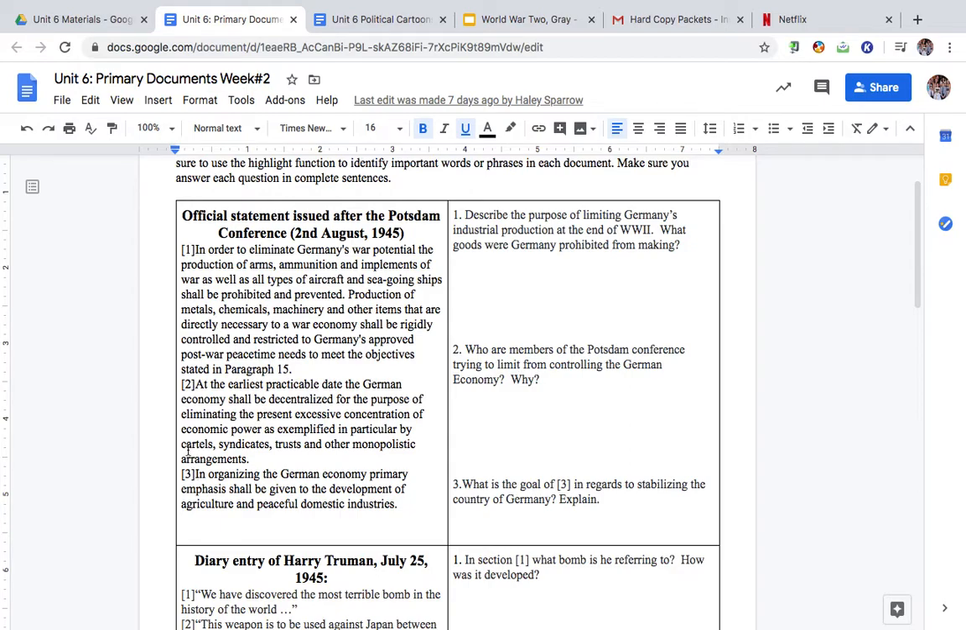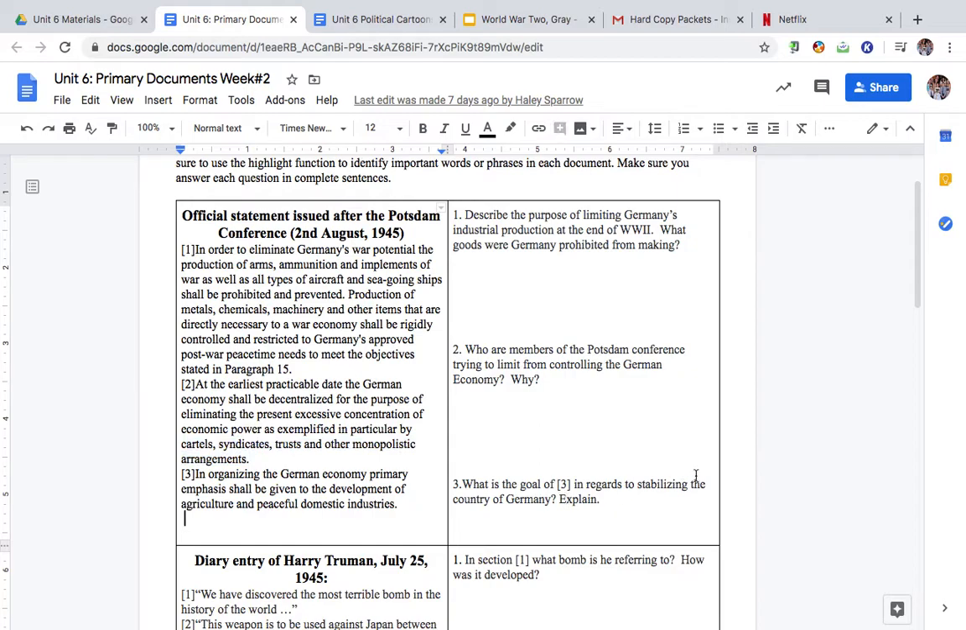Okay, guys, I'm going to point out this part right here. But if you just put cartels, syndicates, trusts, and other monopolistic arrangements, that's not showing me you know what it means. Okay? So who do you think they're referring to by that? And why would that be prevented? Okay? So try to be very specific with that one. That's probably the hardest question that we're going to go over so far.